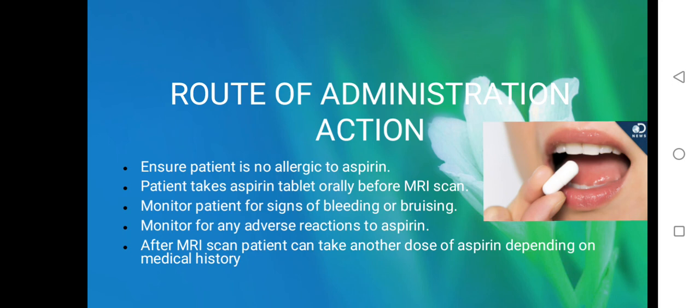So the route of administration is easy, and goes like this. Ensure the person has no allergy to aspirin. That is the first thing you need to make sure of, that the patient is not allergic to aspirin. Then the patient takes an aspirin tablet orally before the MRI scan. Monitor the patient for signs of bleeding or bruising. Monitor for any adverse reactions to aspirin. After the MRI scan, the patient can take another dose of aspirin depending on the medical history.